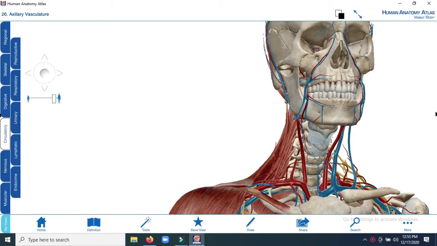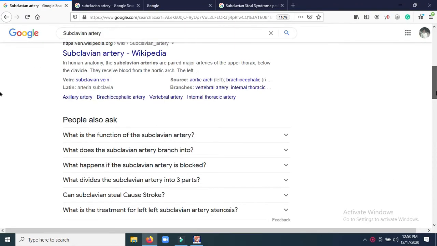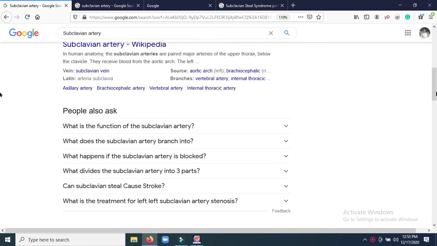So my dear students, let's go to Google again. Here below there are some questions asked by people. What is the function of the subclavian artery? Yes, we know it now. What does the subclavian artery branch into? What are the branches? You already know. What happens if the subclavian artery is blocked? Yes, we will go through this question.